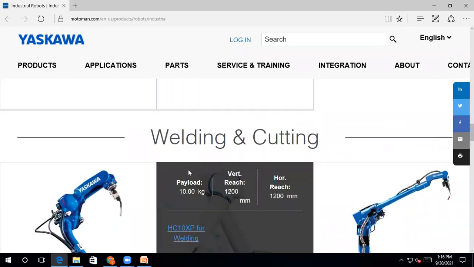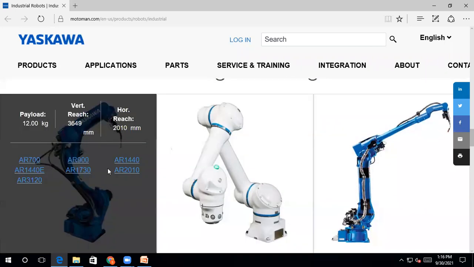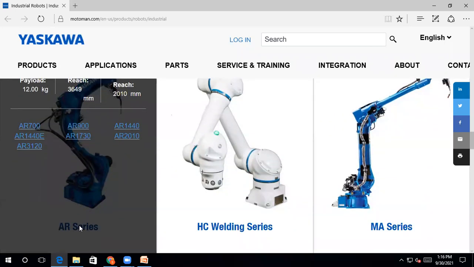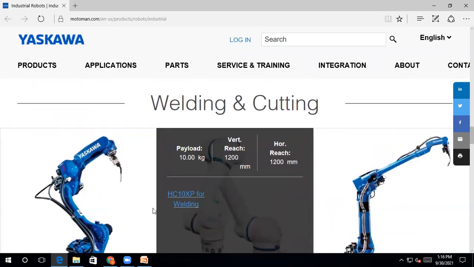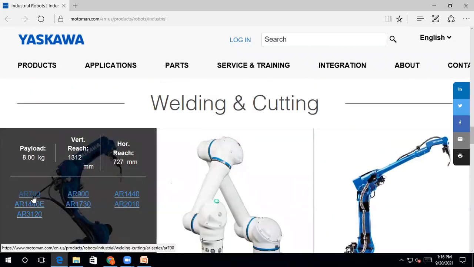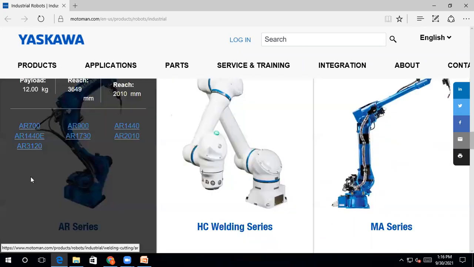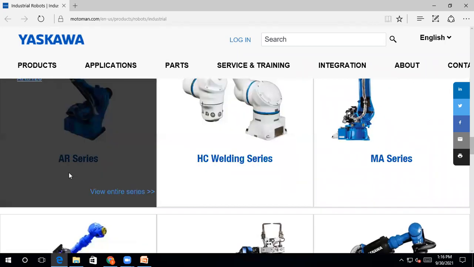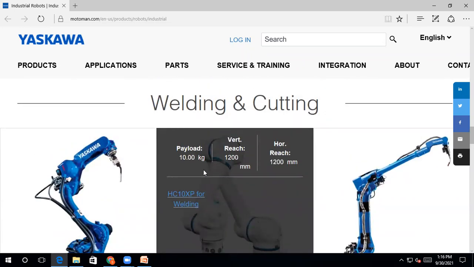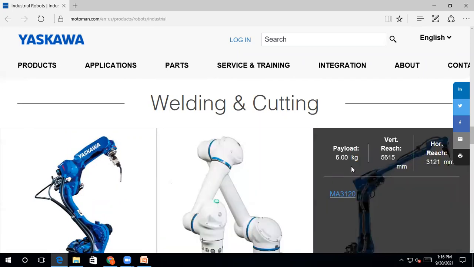Now these are the robots which are used for welding and cutting purposes. First is the AR series. Its basic model is AR700. Its payload is 8 kg, vertical reach 1312 mm, horizontal reach 727 mm. Similarly, this SC welding series is there. Its payload is 10 kg, vertical reach 1200 mm, horizontal reach 1200 mm.